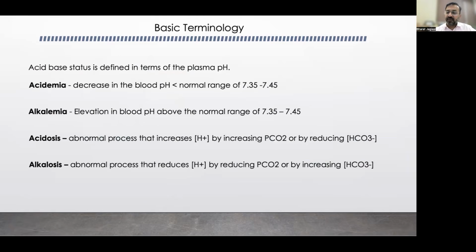So when we talk about the basic terminology of the acid-base status, acidemia and alkalemia describe the pH, and acidosis and alkalosis describe the process behind it. So acidemia and alkalemia depend on the normal range, and the acidosis is about the abnormal process, whether the increase in the hydrogen ion by increasing PaCO2 or decrease in the hydrogen ion by reducing the PaCO2. So as we understood, it's crucial to distinguish between them because a patient can have acidosis and alkalosis at the same time, and the pH might still look deceptively normal.